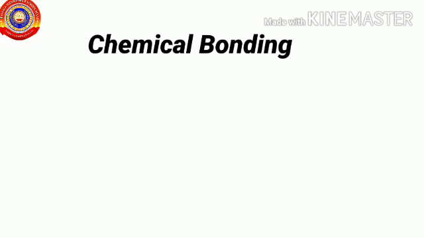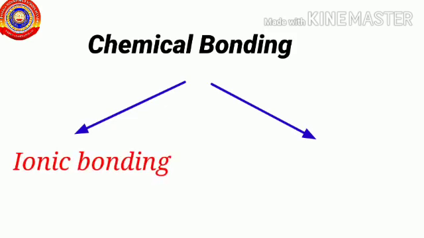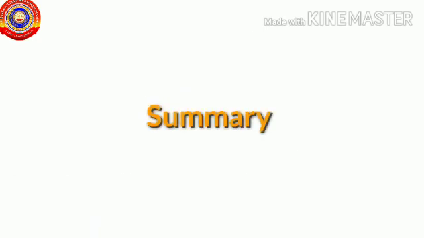Let's see the different types of chemical bonding first. Chemical bonding is classified into 2. First one is ionic bonding and second one is covalent bonding. And we will learn ionic bonding in the next video. So let's conclude what we learned today.